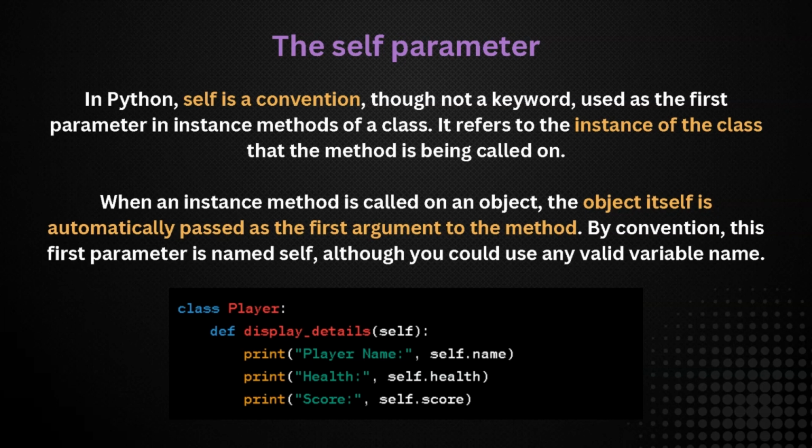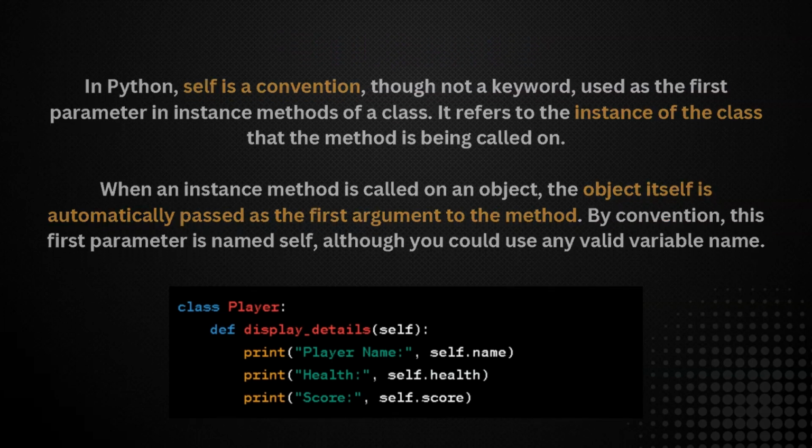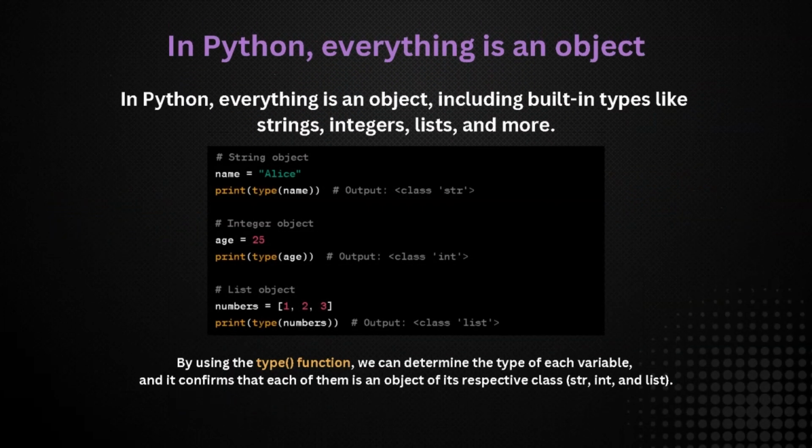Okay. So now you know the relation between object and class, and what an init method is and what self is. Now one of the most important statements which I haven't said till now is that everything in Python is an object, including built-in types like string, int, list, etc. For example, here we have created 3 variables, name, age, and numbers, and each variable is assigned a value.